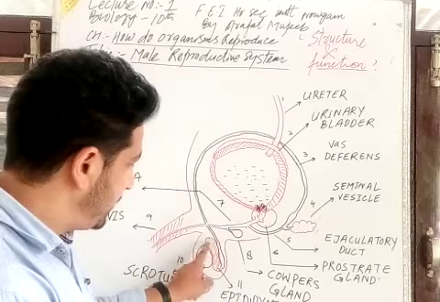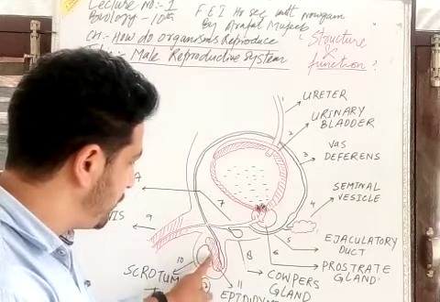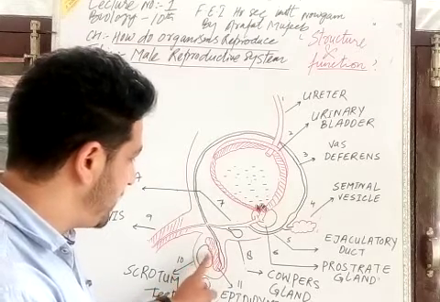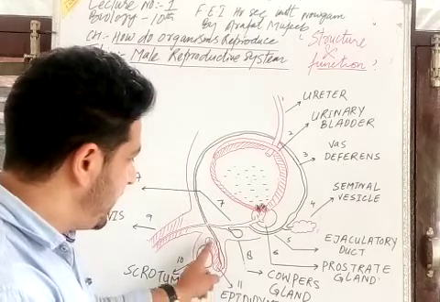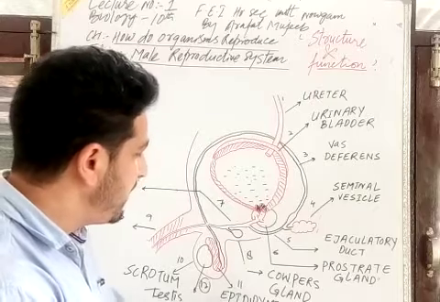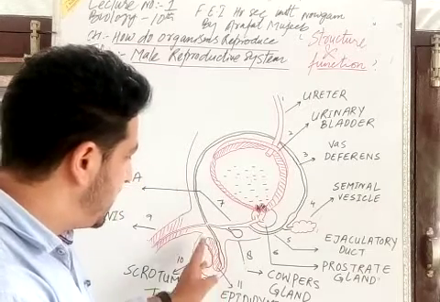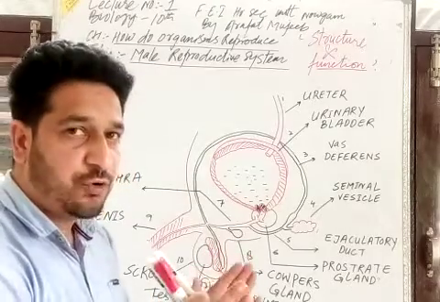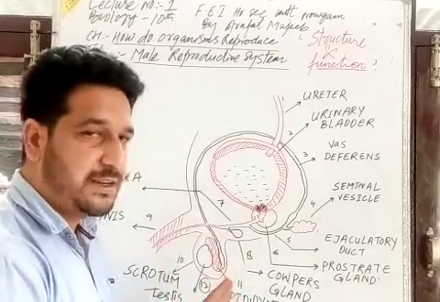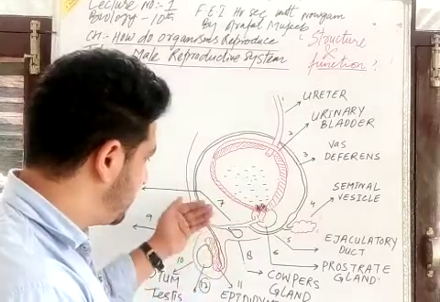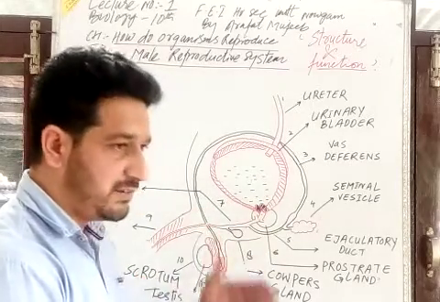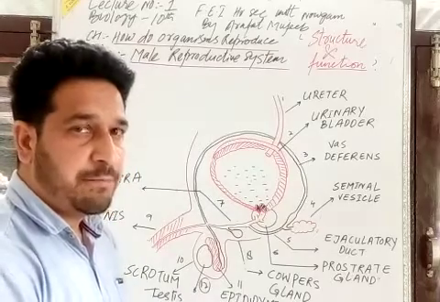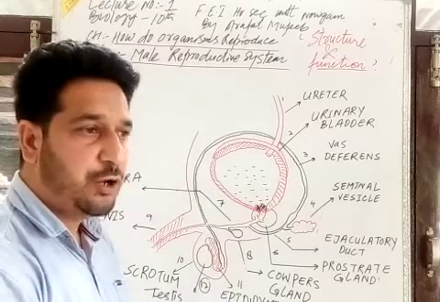A pair of structures is associated with the back side of the testis. It is the front side, and on its lateral side, or we can say the back side of the testis, there is the epididymis. The epididymis remains very close and compact with the testes. If we dissect the epididymis, internally it is a highly coiled duct.